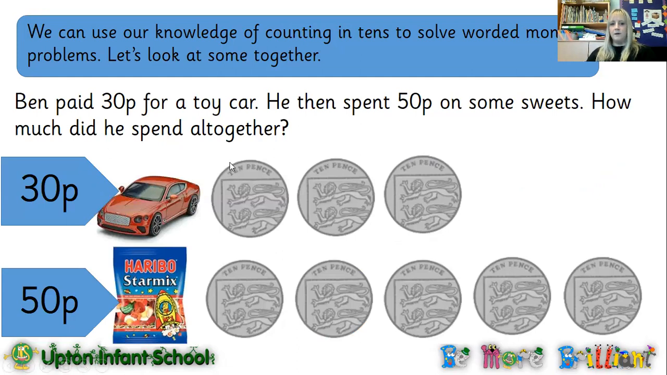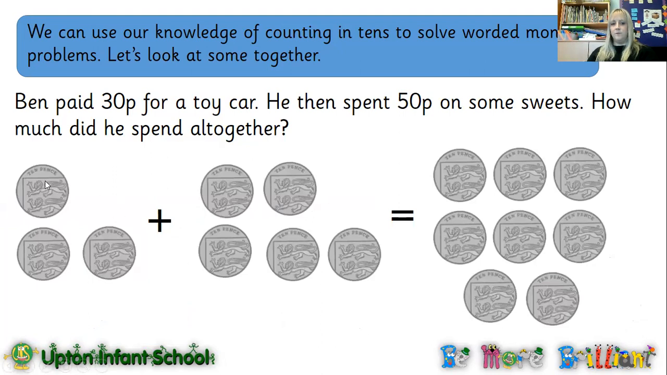So we can lay out our 10p coins. We know that by counting in tens, we need 10, 20, 30. We need 3 10p coins for that car. So I put those there. And then again, counting in my tens, 10, 20, 30, 40, 50. I know I need 5 10p coins to have enough for the Haribo. So now what we need to do is put all these coins together to get how much we need to pay so that we can buy both these things. And that's what it would look like.